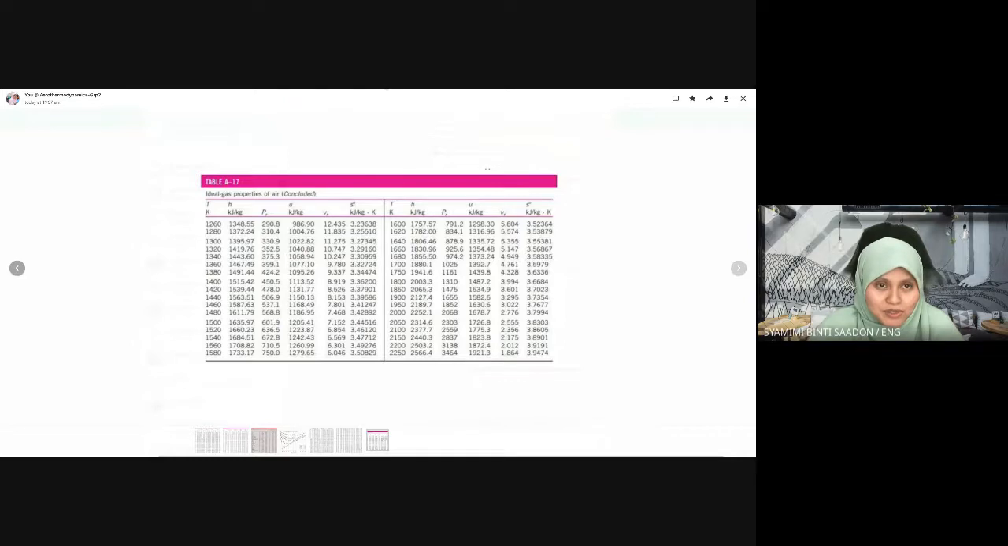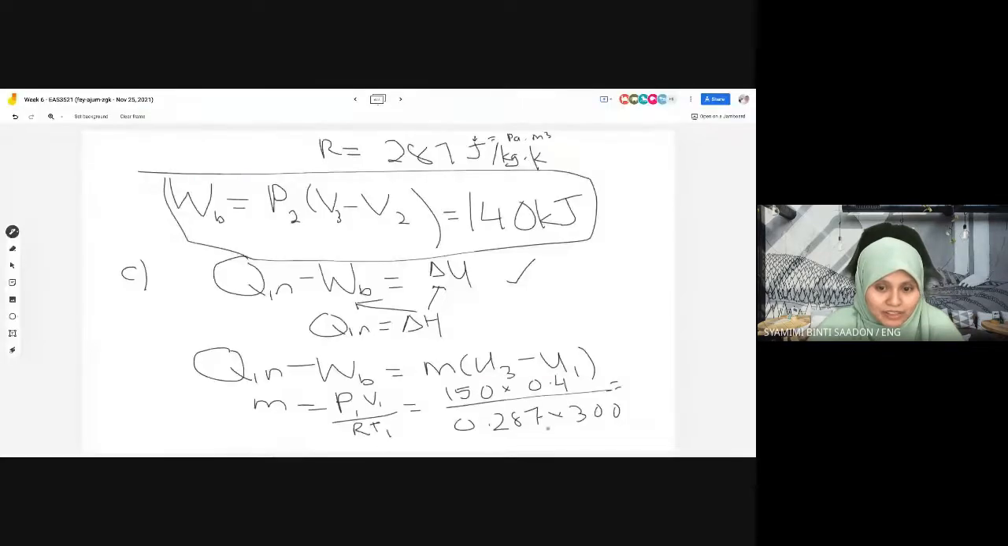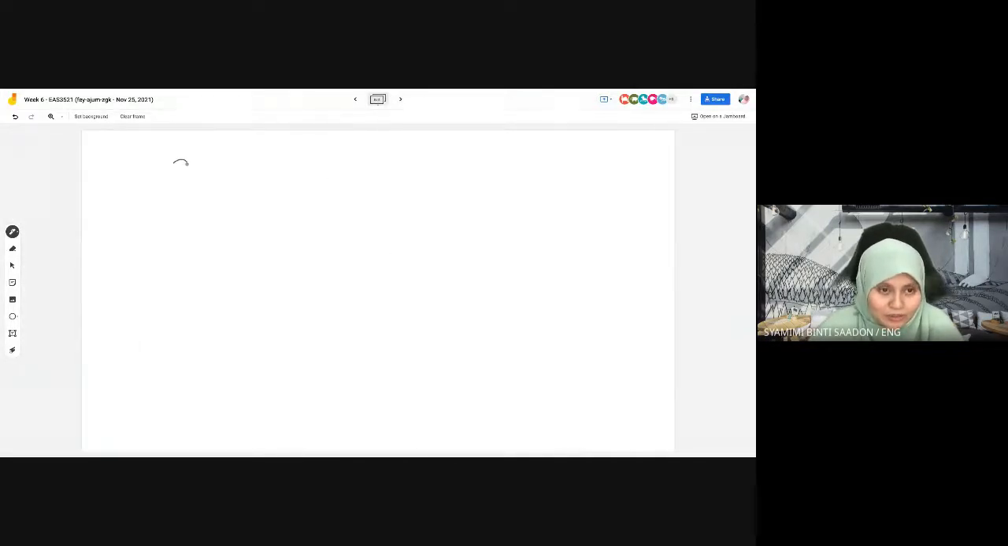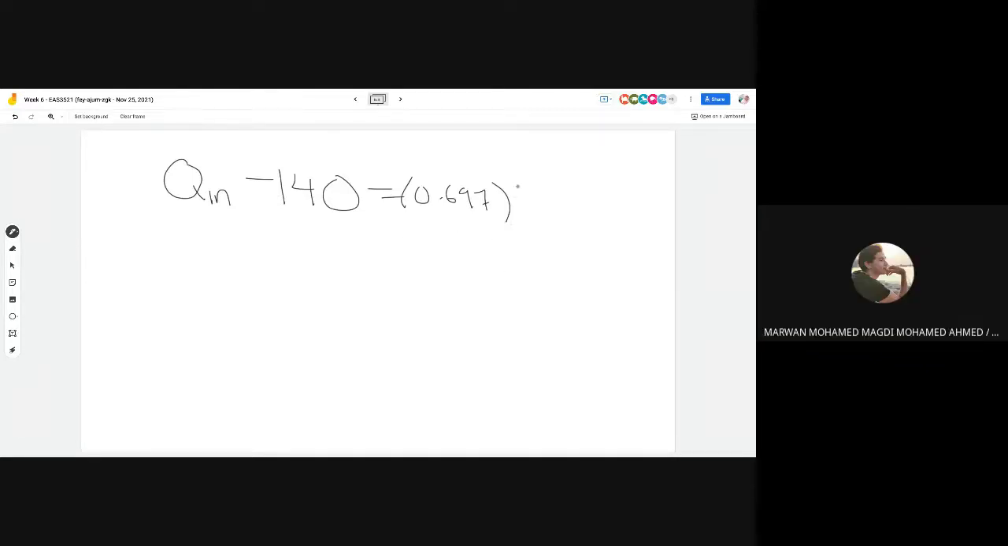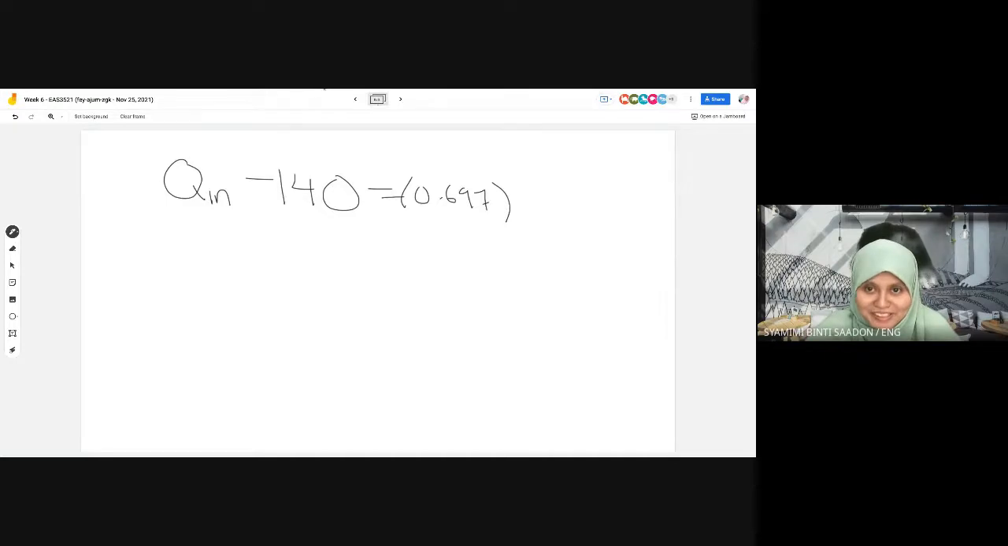Substitute in this equation. Q in, the one that we have to measure, minus the boundary work just now, 140 kilojoule. We leave it in kilojoule. And then the mass, thank you Marwan. So we have 0.967, sorry, that is 0.97. Sorry, I wrote it wrongly. I mentioned it wrongly.